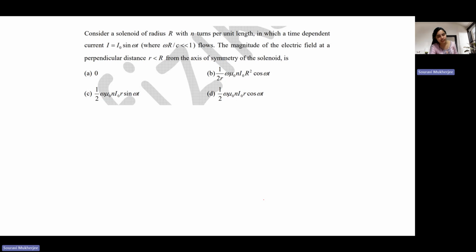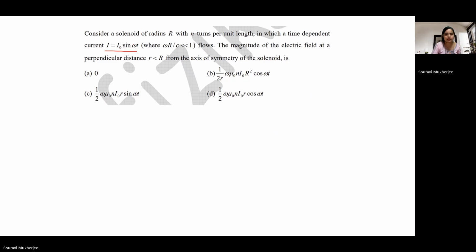Now, based on what we have just discussed, we can try to solve different kinds of numericals. So one such question is here. Consider a solenoid of some radius r with n turns per unit length. Okay, so you have a time dependent current.